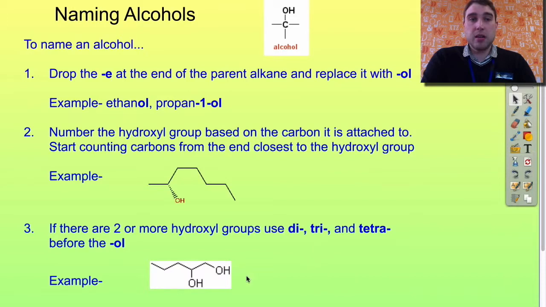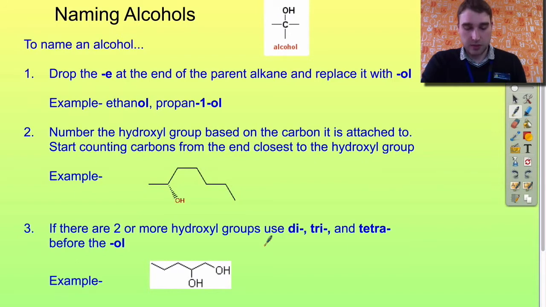So naming alcohols, we get rid of the E at the end of your parent chain and replace that with ol. We put an infix telling us what carbon the hydroxyl group is attached to. And if there are 2 or more, we use di, tri, tetra, and so on. So we'll do some examples here first.